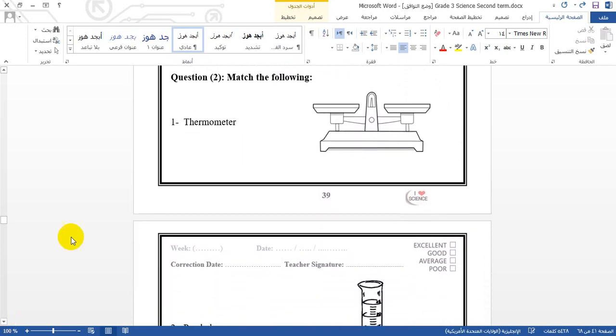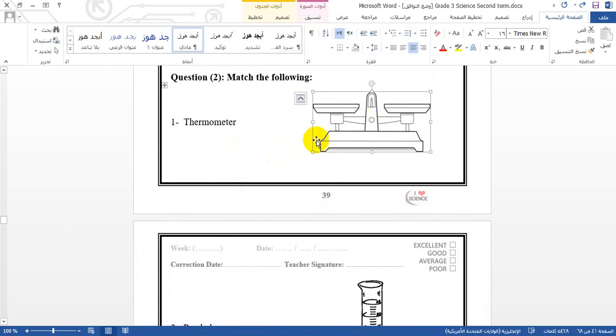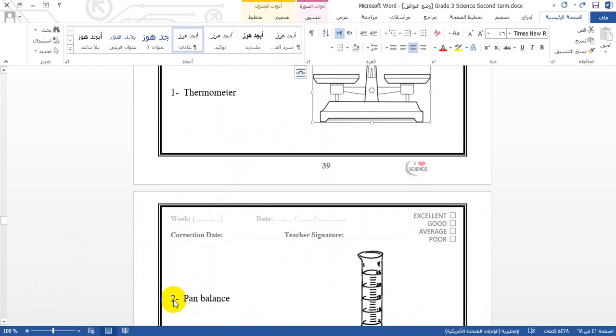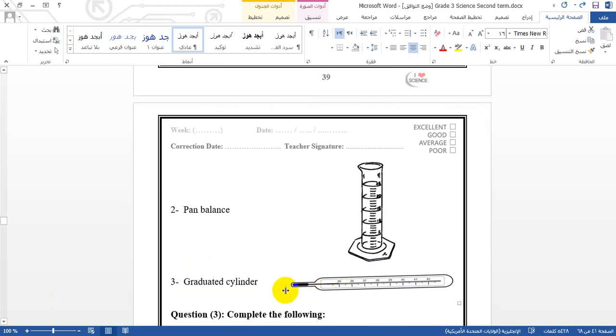Now, the band balance. This one is the thermometer, guys. No, this one is not the thermometer. This one is the band balance. So you have to match it. The correct answer, this one is related to answer number 2. The band balance is related to this one. Okay, where exactly is the thermometer? See, this one is the thermometer.